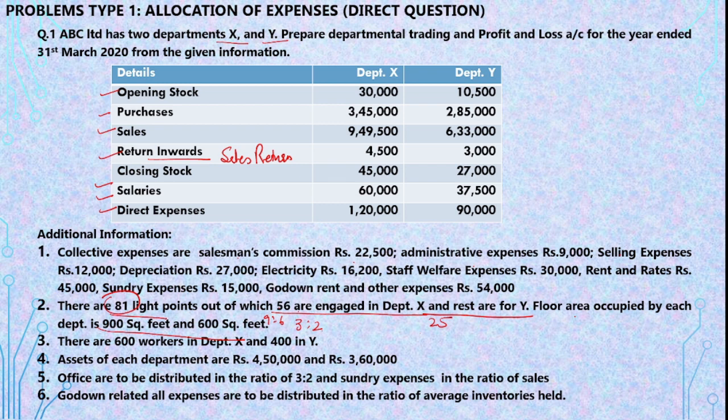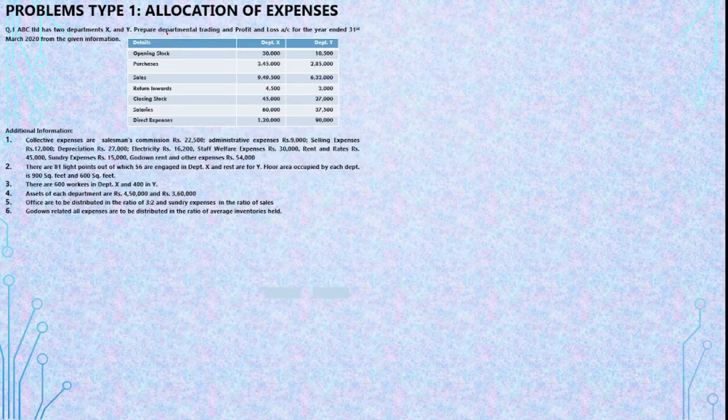Assets are given. Office expenses are clearly given. Distribute them in the ratio of 3 is to 2. Sundry expenses in the ratio of sales. Godown charges in the ratio of average inventory. So we are clearly given the basis for some of the expenses. For others, we will have to apply our brains and then decide. Then we will be preparing a departmental trading and P&L account. If you prepare the trading and P&L account, this information can directly be recorded. But for the collective expenses, we will have to distribute them.